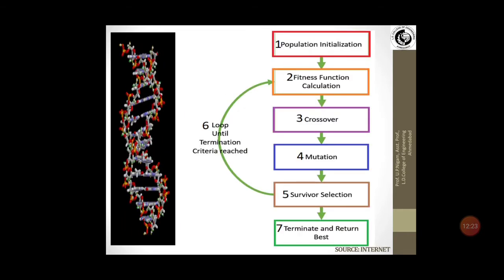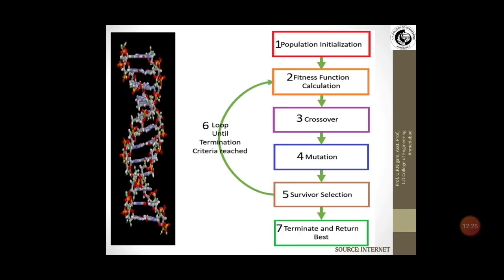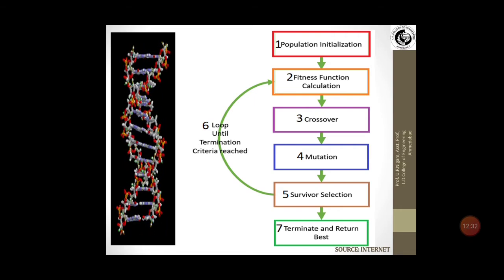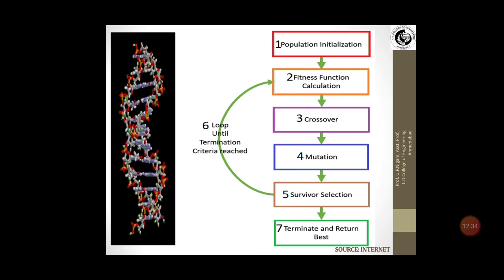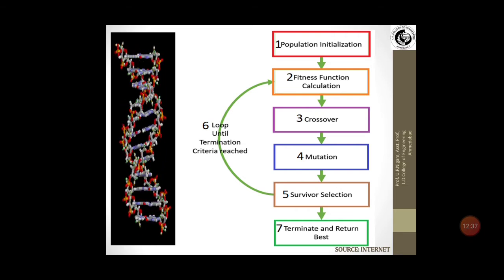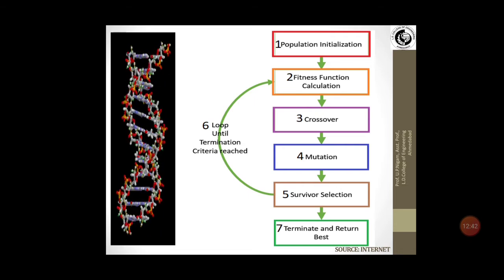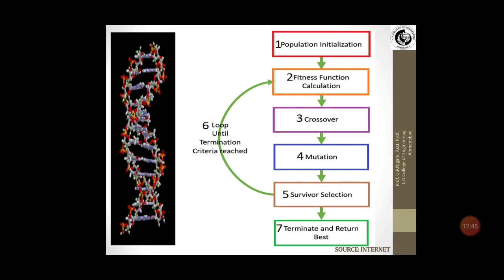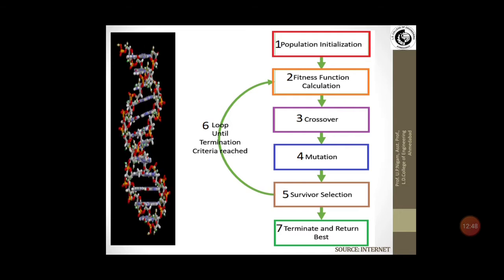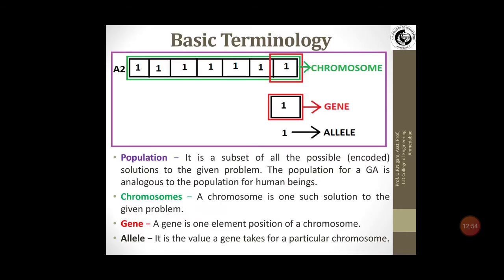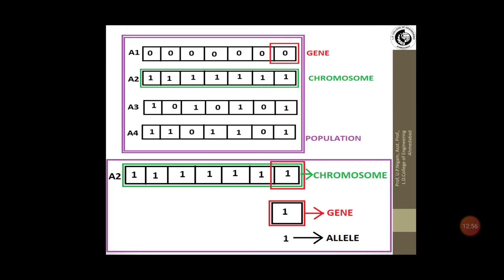So this is the process. These 7 steps go on from population initialization, then fitness function calculation, then crossover, mutation, survivor selection, and then the loop will go on until you get the best results. And lastly, you have to terminate when the answer is reached, or when you have reached the optimum or best result. So that is actually the framework you need to understand. These are the basic terminology. We have understood that this complete box in the pink color is the population.